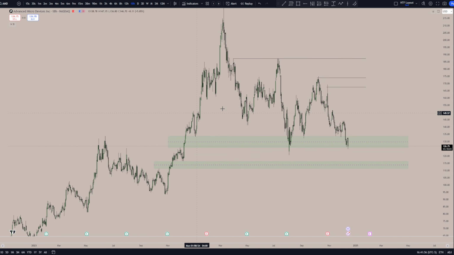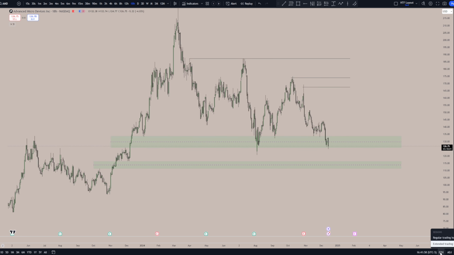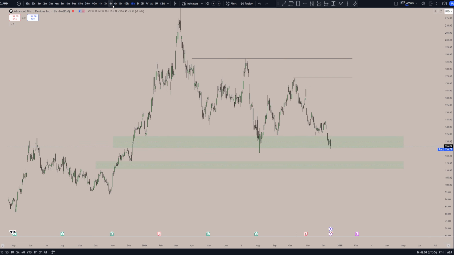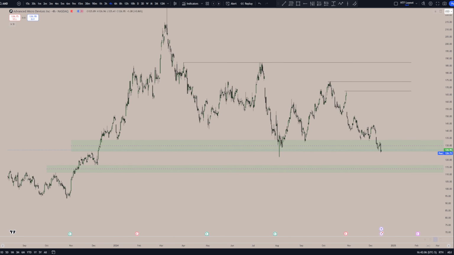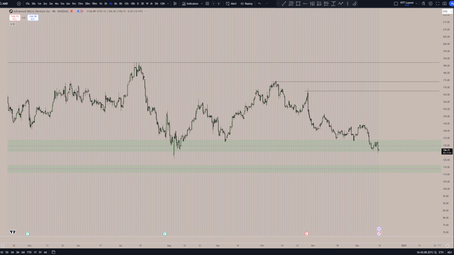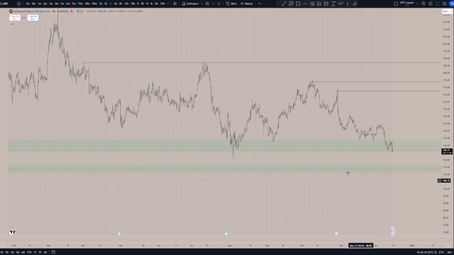So if we take a look at the 18-hour here, by the way, some sauce here for everybody. I'm using the extended trading hours right over here. I'm not on regular, okay? If I go to the 4-hour, look at the difference. I have more information. Please do keep that in mind, okay?